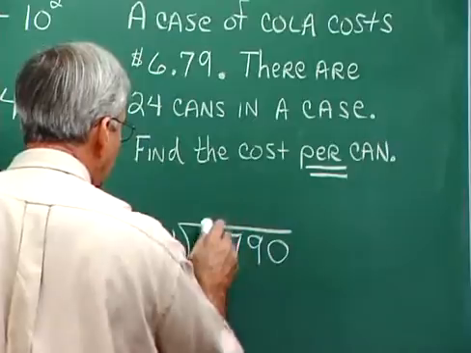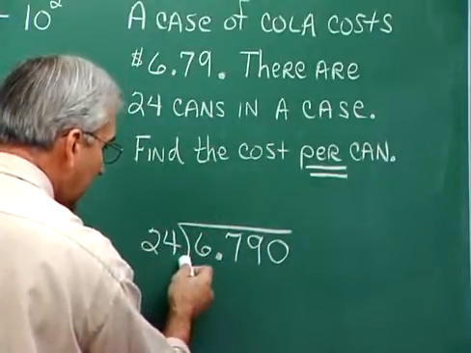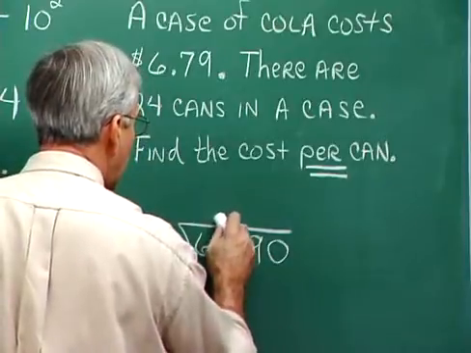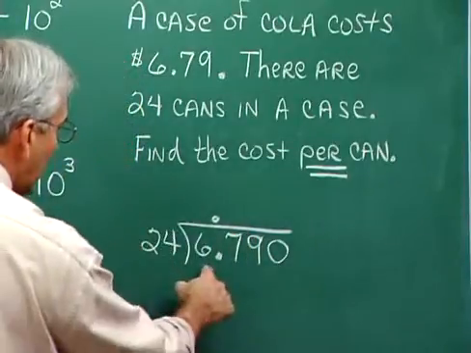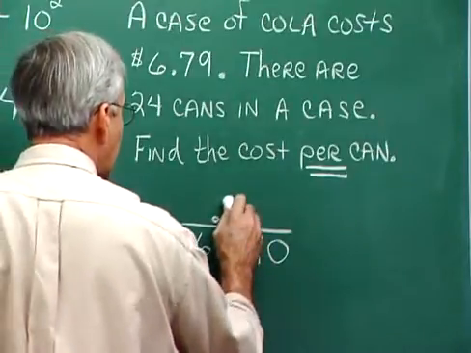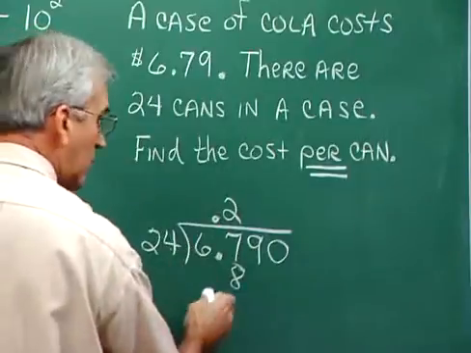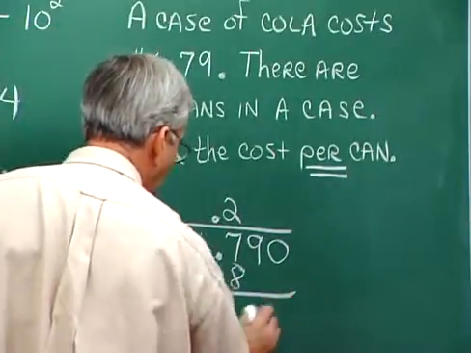The decimal goes straight up because we don't move the decimal any right here. We're dividing by a whole number. The decimal then goes straight up into the answer, and away we go. 24 into 6 won't go. 24 into 67 goes 2 times. 2 times 4, 8. 2 times 2, 4. Draw the line and subtract.